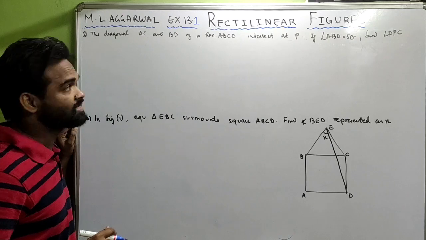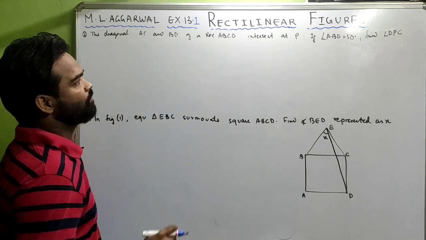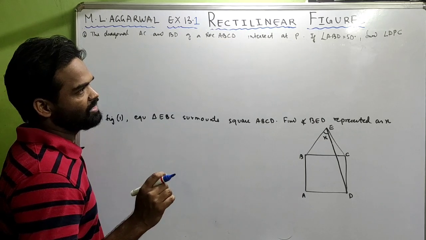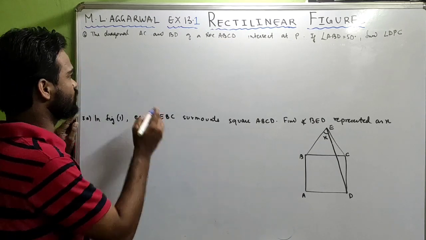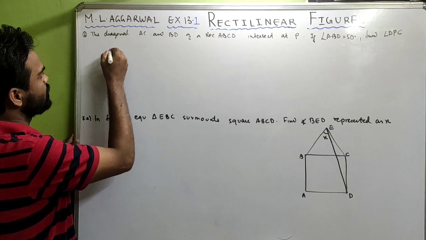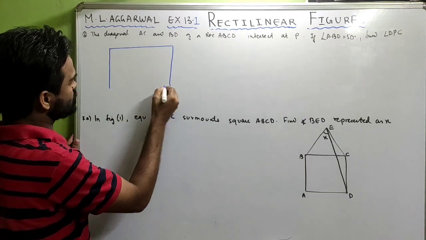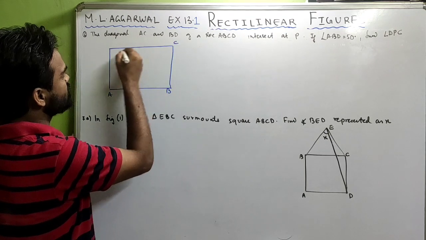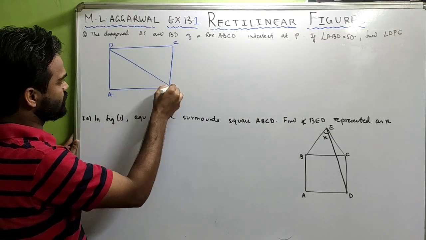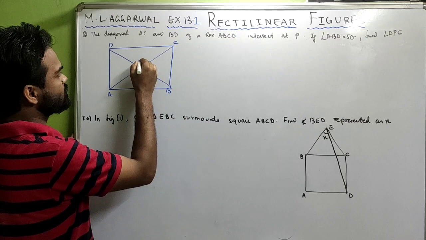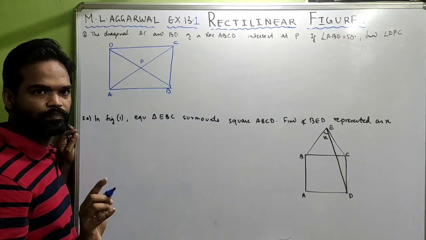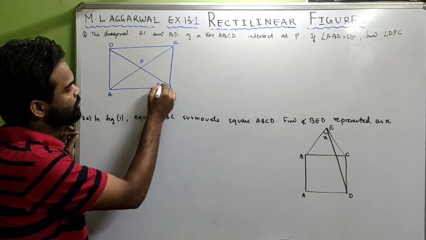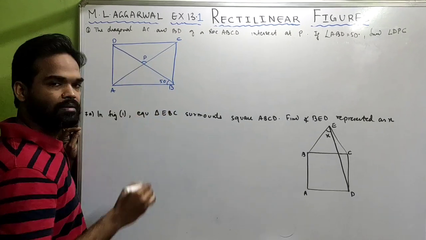Now look at sum number 6. The diagonals AC and BD of a rectangle ABCD intersect at P. If angle ABD is 50 degrees, find DPC. Draw the diagram. Look over here. This is your rectangle ABCD, and the diagonals intersect each other at P. Now angle ABD is 50 degrees. They are asking this angle.